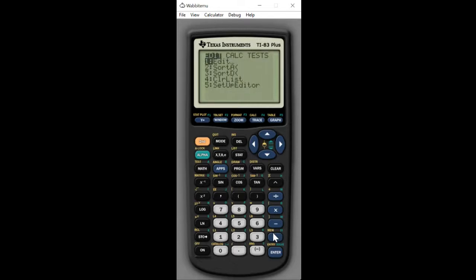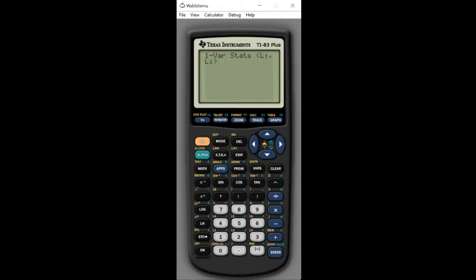I'm going to hit stat again, go to calculate, and calculate my one variable stats. And guys, when I'm doing this on my calculator app, I'm going to have to open up parentheses, and put list 1, comma, list 2. So I'm going to go second, list 1, and then comma, second, list 2.